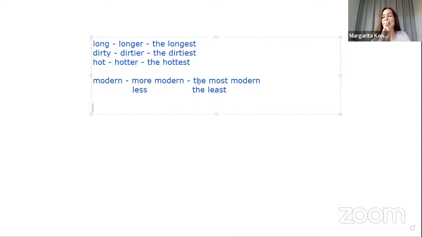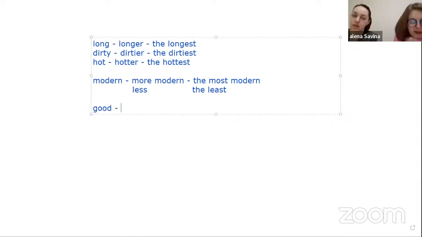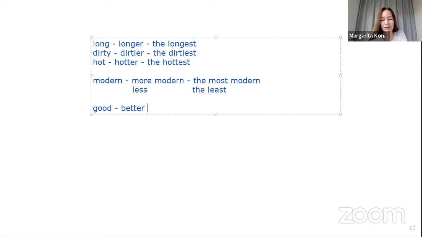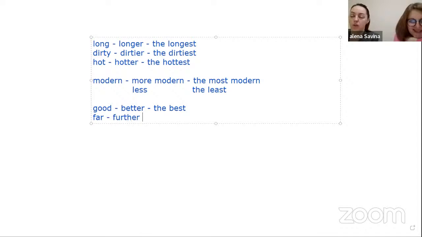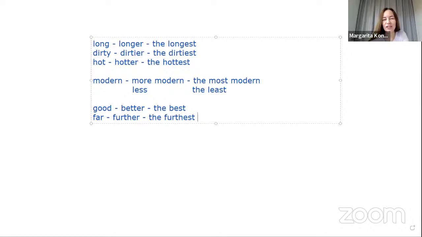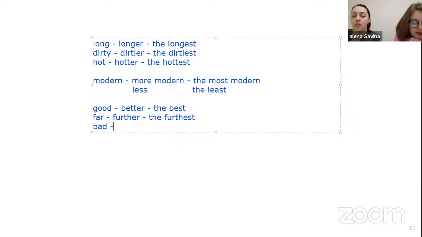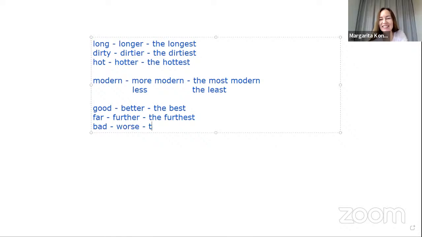Okay, and we also had 3 irregular adjectives. Do you remember them? Good. Okay, what are the forms of good? Better, the best. What's next? Far. Okay, what are the forms? Further, the furthest. Okay. Right. Bad. And one more, bad. Worse and the worst. That's good. Well done.